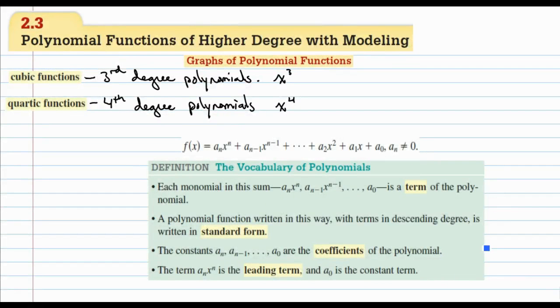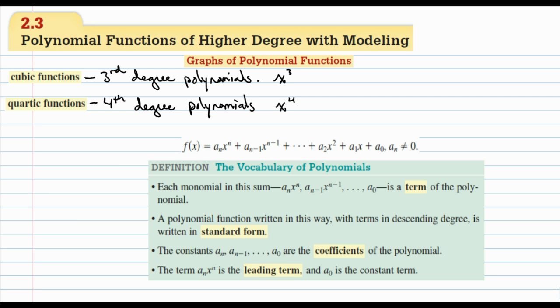This is the screencast for section 2.3, example 1, polynomial functions of higher degree with modeling. So two specific polynomial functions that we will be dealing with in this section are cubic functions and quartic functions. Cubic functions are third degree polynomials. In other words, a polynomial whose highest exponent of x is 3. Then the fourth degree polynomial is the quartic function, whose highest exponent of x is 4.